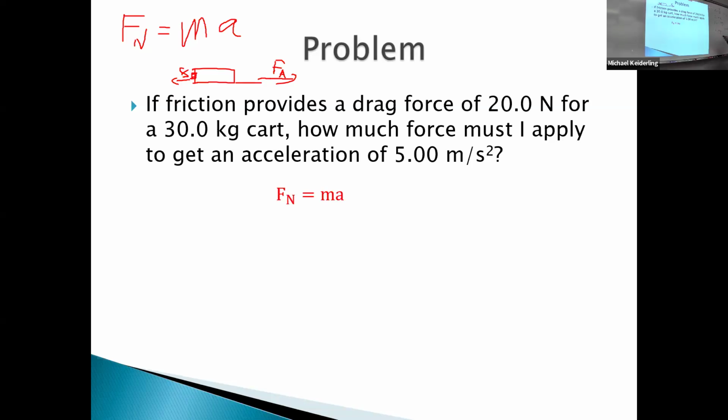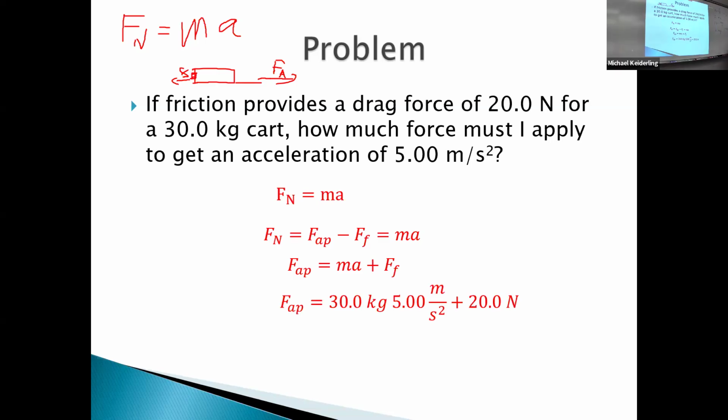So the total force, the net force, is going to be mass times acceleration. But the net force is equal to the applied force minus the friction force. So the applied force is going to be mass times acceleration plus the friction force. So 30 kilograms times 5 meters per second squared plus 20 newtons. 150 newtons is your net force or your total force. And then you have to add an extra 20 newtons to overcome friction. So you need to apply 170.